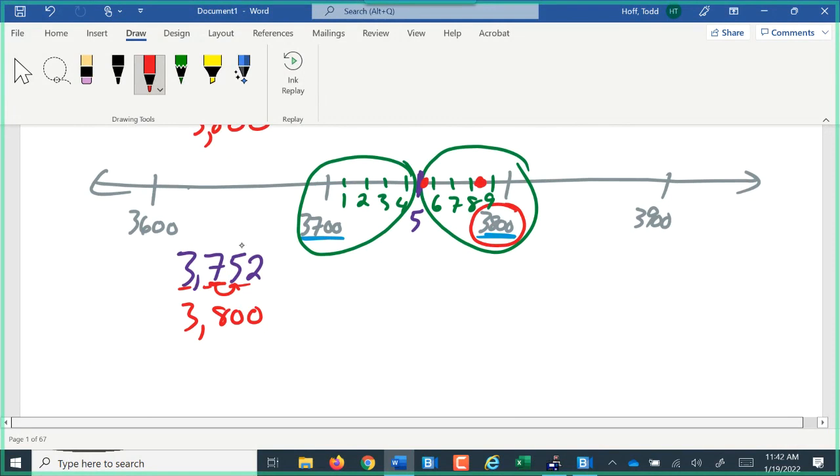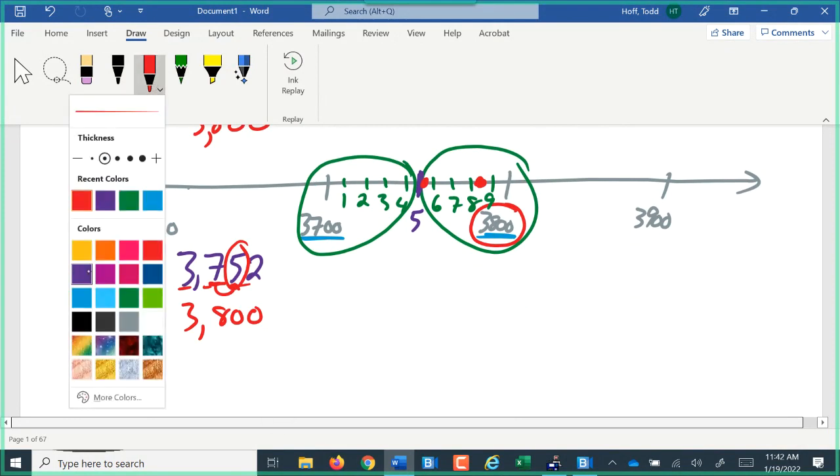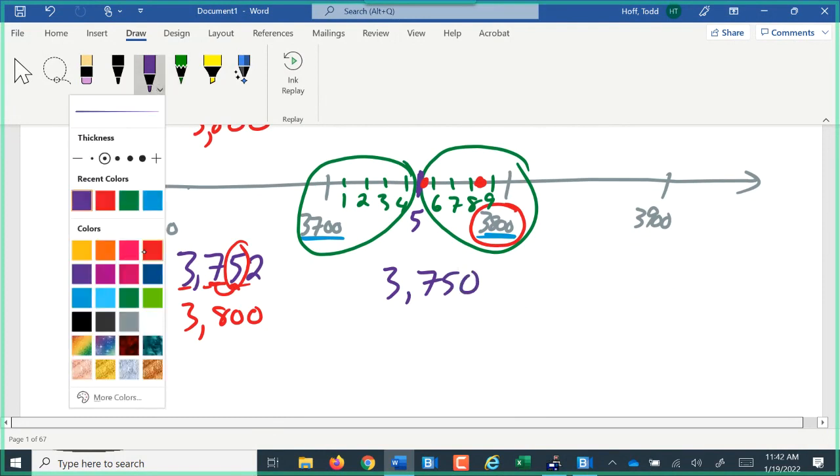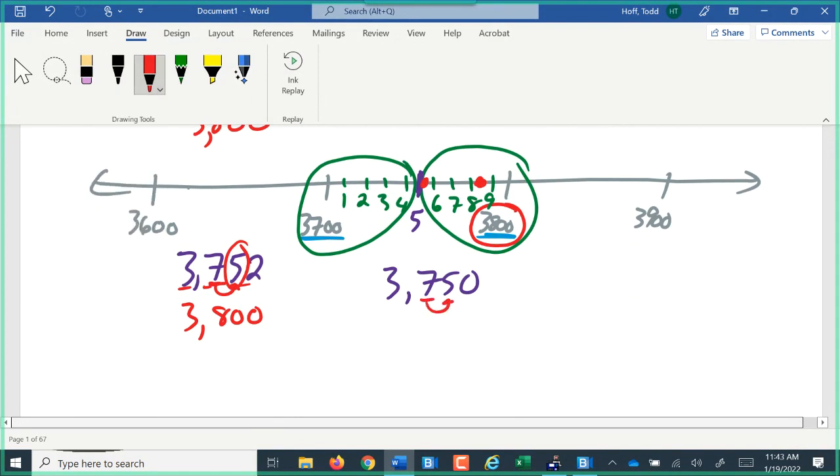So when that next digit is a 5, the reason we always round up is because generally it is closer to that next number. The only time it would be perfectly in the middle is if it were 3,750 exactly. For the purposes of this class, and in most cases, when that next digit's a 5, you're still going to round up to 3,800.